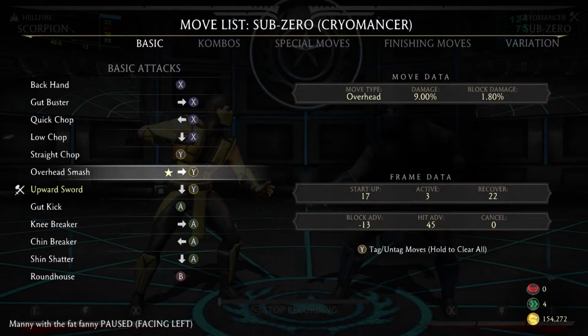So if you look at Sub-Zero's overhead, it is 17 frames. This is slow, okay? 17/60th of a second. So which one do you think is going to beat what? Okay, so if you don't know by now, spoiler alert, my move is going to beat his because mine is 7 frames, his is 17. My move is 10 frames faster than his, so I'm going to win that trade.